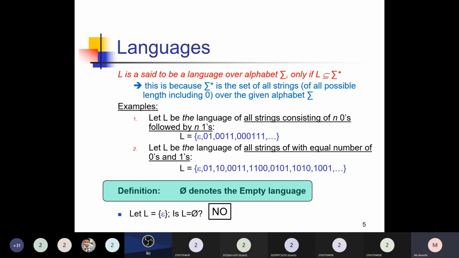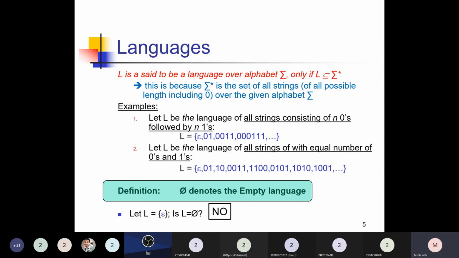And then see the second example. Let L be the language of all strings with an equal number of zeros and ones. See, what's the difference between the previous one and the second one? The first one has the same n number of zeros followed by n number of ones. But in the second one, there is no need to follow the same rule, that is, first symbol should be 0 and then second symbol should be 1, like this. We need not follow any other rule. But while counting the number of zeros and the number of ones, both should be equal. That is the second language.